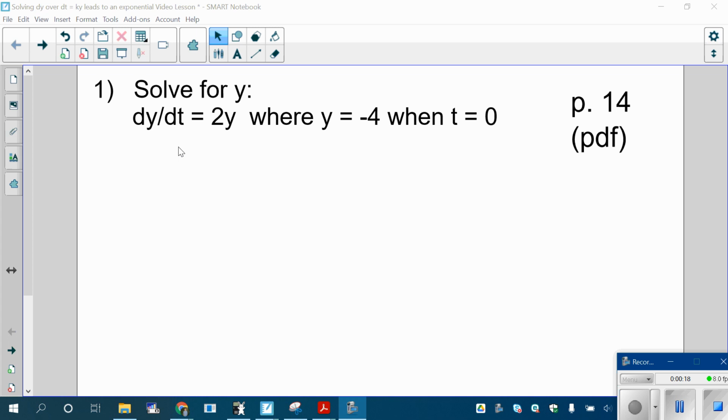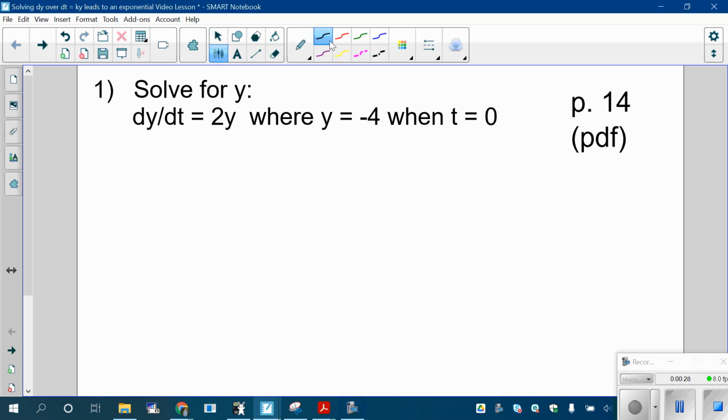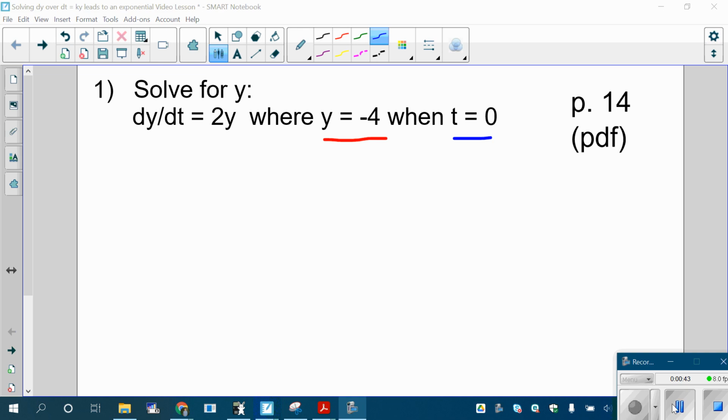I'd like you to start by taking a couple minutes to solve this differential equation using separation of variables. I want you to get the particular solution, the solution that has a y value of -4 when t is 0. This is what we've been doing the past few days in class. Separate the variables, solve this differential equation. Go for it. Pause and actually give this a try, please. Thank you.